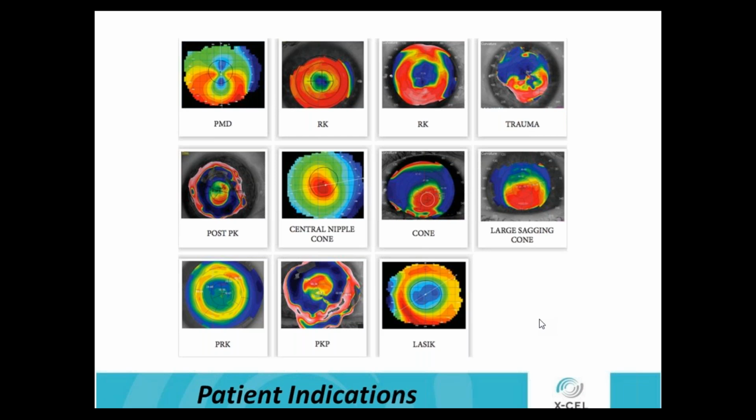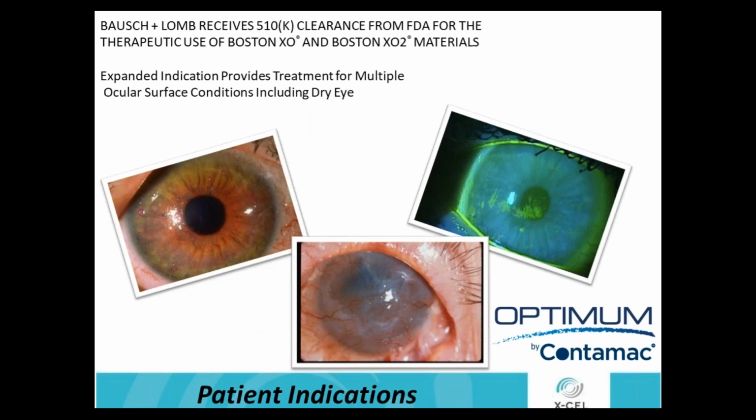If you're just starting out with sclerals, you have to open up your thinking too, that it's not just these irregular corneas that we're using sclerals on now. As we fit more and more of these patients, we're learning that there are advantages even for normal corneas, be it dry eye patient, corneal surface disease, which we now have FDA clearance for the therapeutic use for ocular surface conditions and dry eye through the Boston materials, the XO and the XO2, and then the Conmac materials, the Optimum Extra and the Optimum Extreme. So those are high DK and hyper DK materials. So they had that approval.